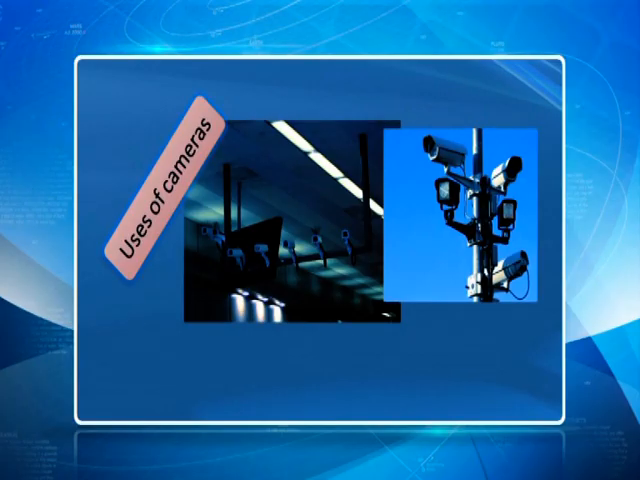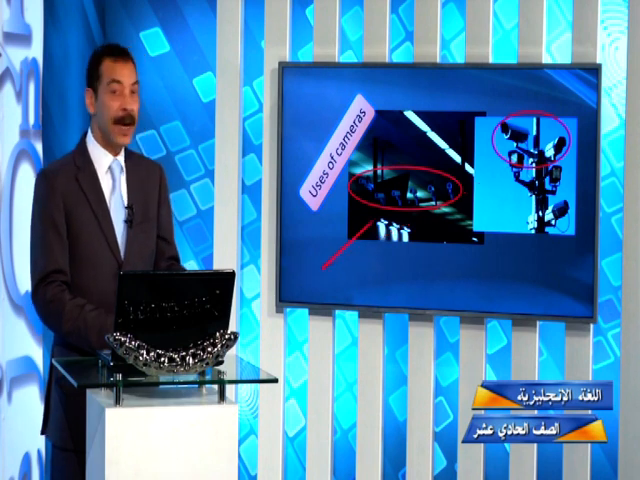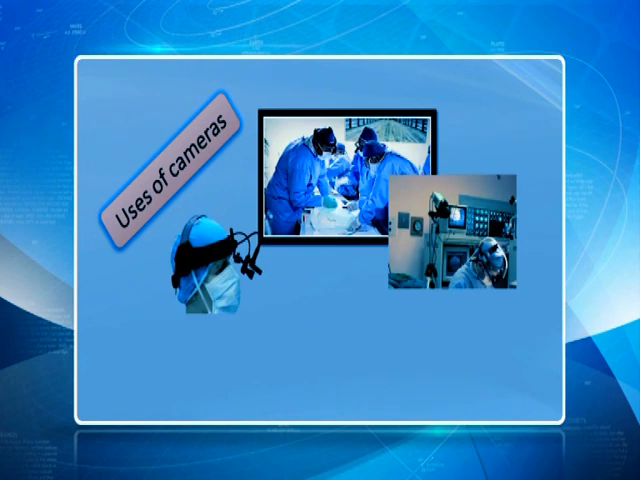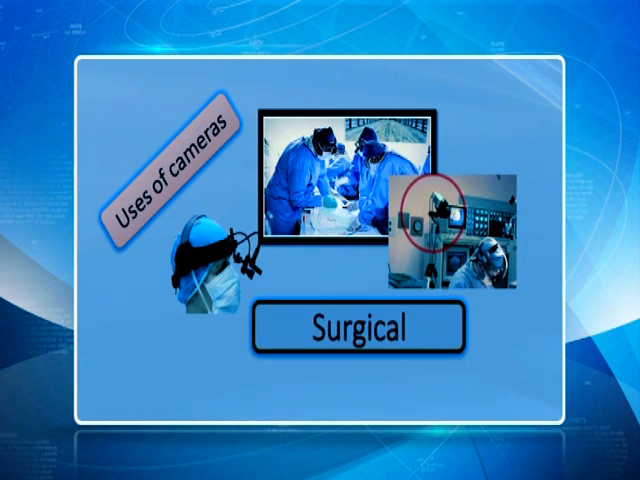Cameras perform different functions, and therefore they have different names. For example, if we see a camera like this, you can see we have cameras either in the streets or in the roof of a building. And what are their functions? What are these cameras used for? They are used for security reasons, and we call them security cameras. Another type of cameras, maybe like the ones I have here. You can see doctors performing an operation and using a camera. This camera is used for surgeries, so we call it a surgical camera. A surgical camera is the one which is used by doctors, especially when performing operations.